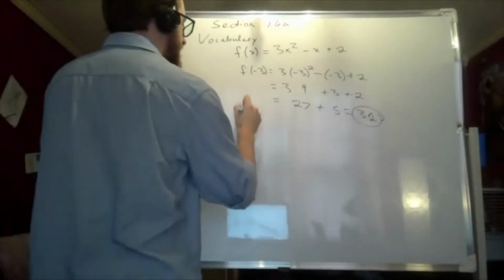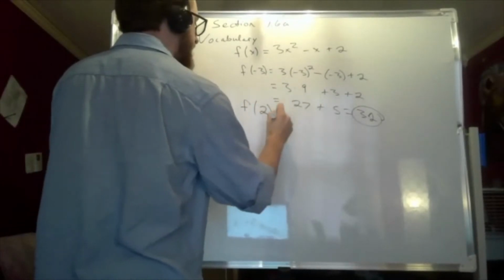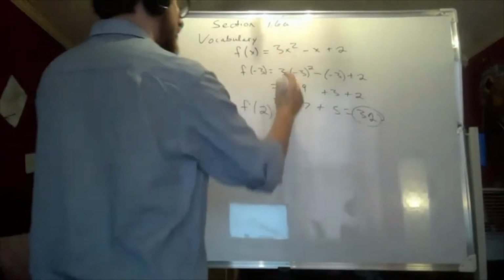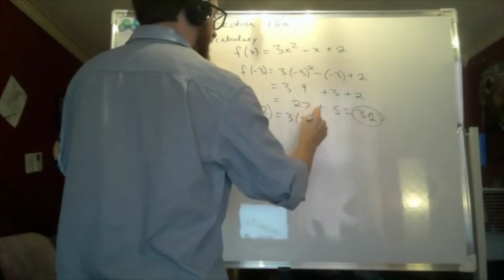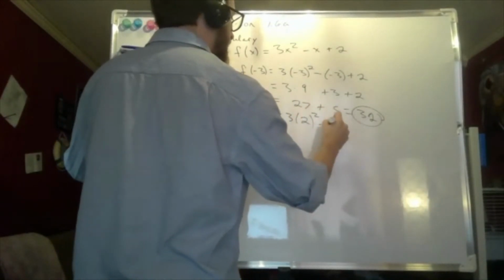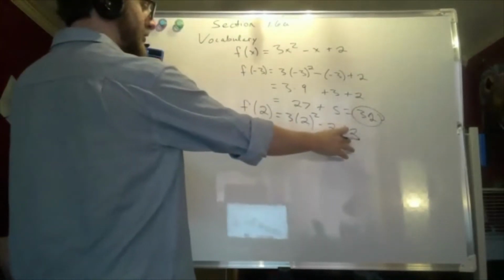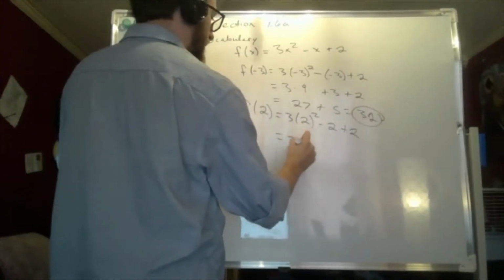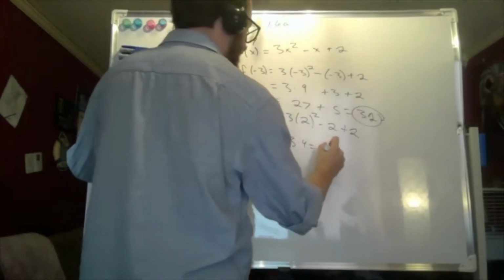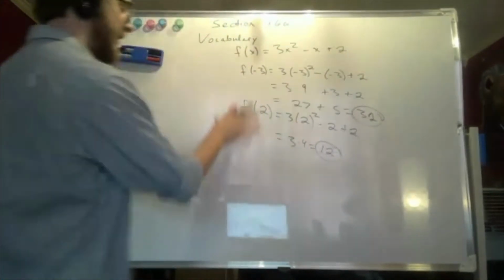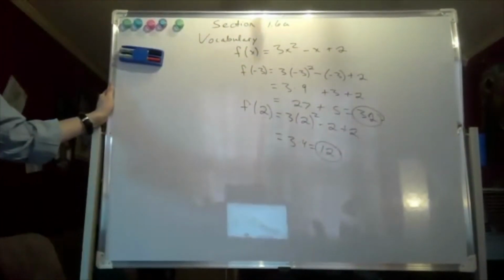And just as a further demonstration, if we do the same problem with f of 2, then we plug in 2, we get 3 times 2 squared minus 2 plus 2. Now lucky for us, the minus 2 and plus 2 cancel out. So we've got 3 times 4 is going to give us 12. And again, we've found our answer.